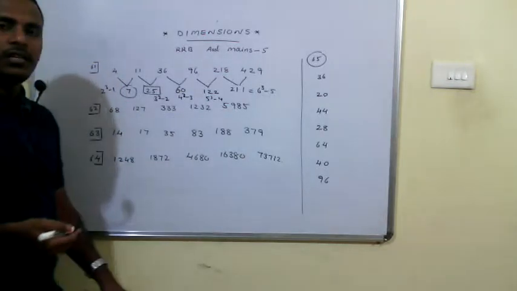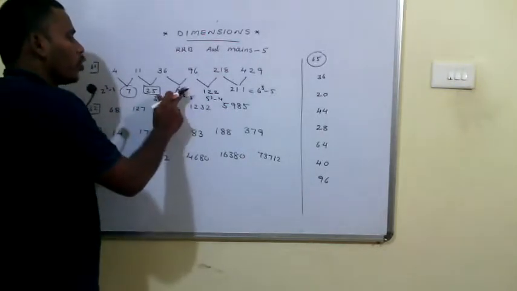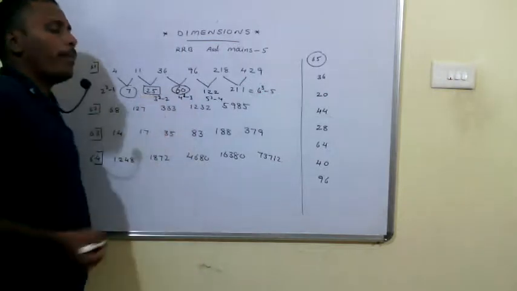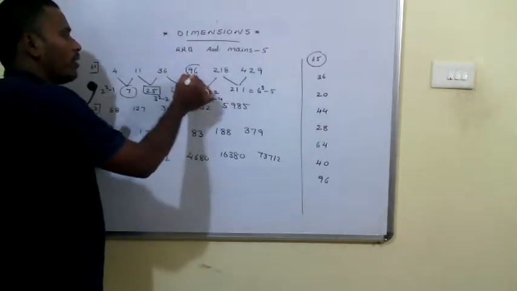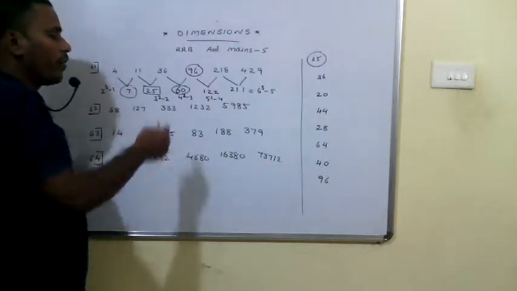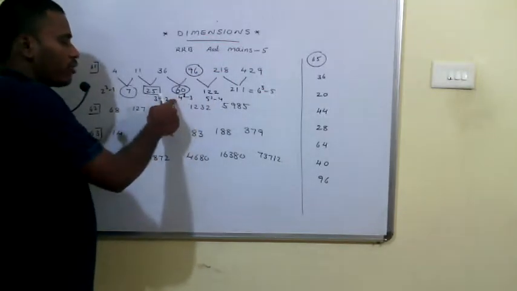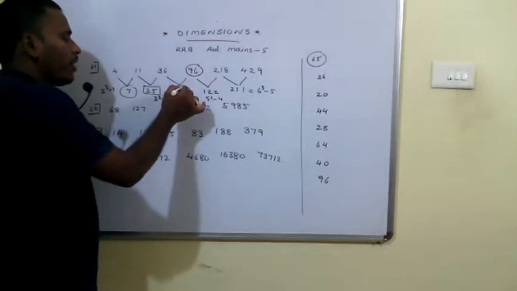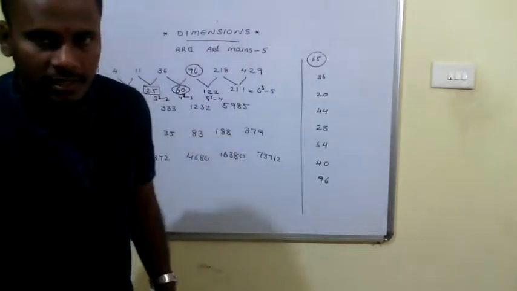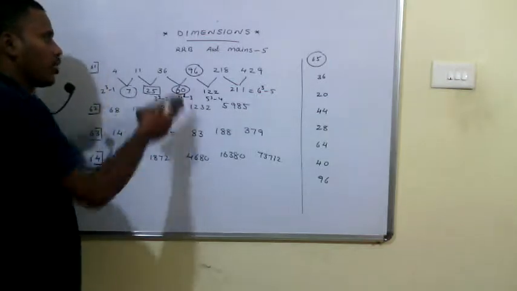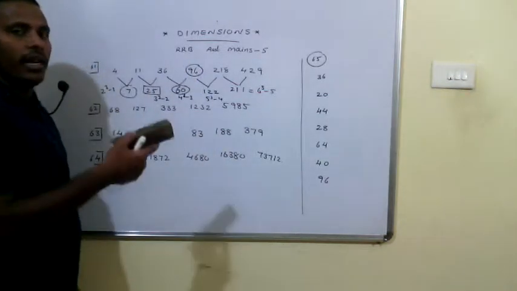4 cube minus 3 is 64 minus 3, 61. So it must be 61, but it is 60. Since it is wrong, the corresponding 96 is the wrong one. If it is 61, then that number is 97. So instead of 97, it is given as 96. So the wrong number of the series is 96.